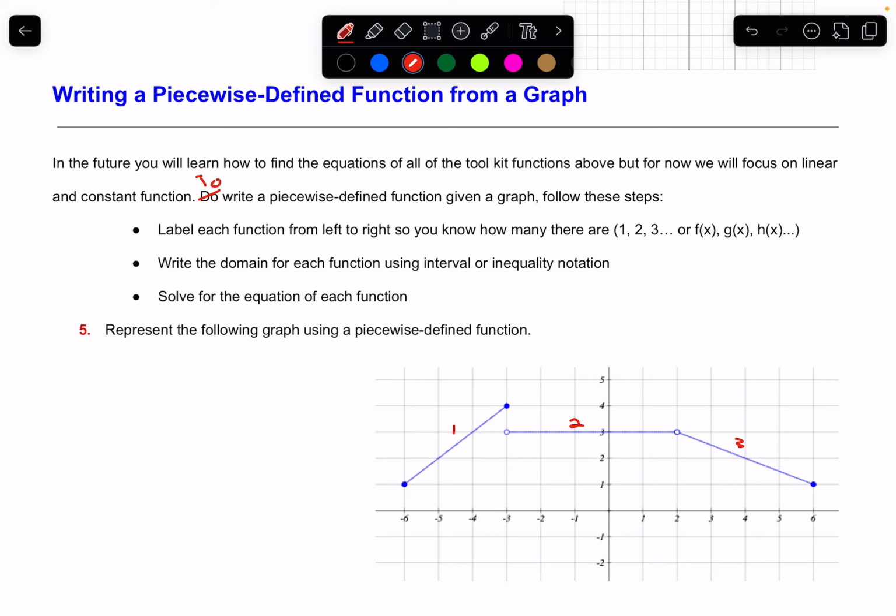Okay, so when I say function 1, I'm referring to the line on the left. When I say function 2, I'm referring to the middle one. And when I say function 3, I'm referring to the right one. But we also just want to know how many there are so we can set up our function appropriately.